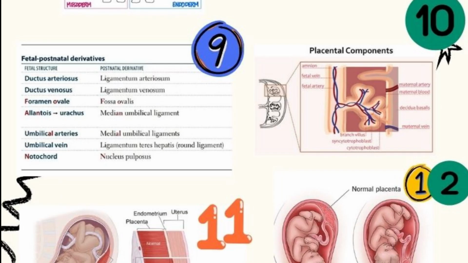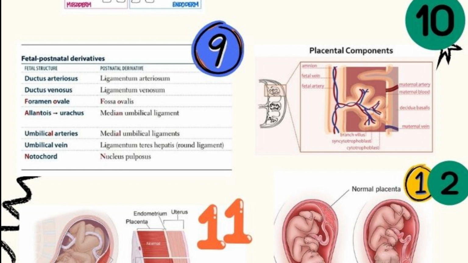The next image is about the fetal postnatal derivatives. Ductus arteriosus, which is a fetal structure, gives rise to ligamentum arteriosum, while ductus venosus gives rise to ligamentum venosum. Foramen ovale gives rise to fossa ovalis, whereas allantois gives rise to the urachus, the median umbilical ligament.